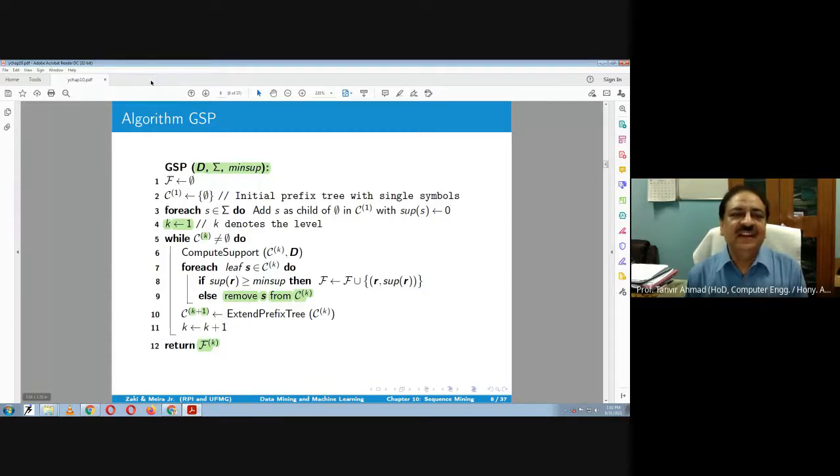Therefore, you find that D is the database, which I am going to check with the support here. Minimum support, obviously I am going to compare over here. If it is satisfied, then only I will do it. Otherwise, I will not be doing it.